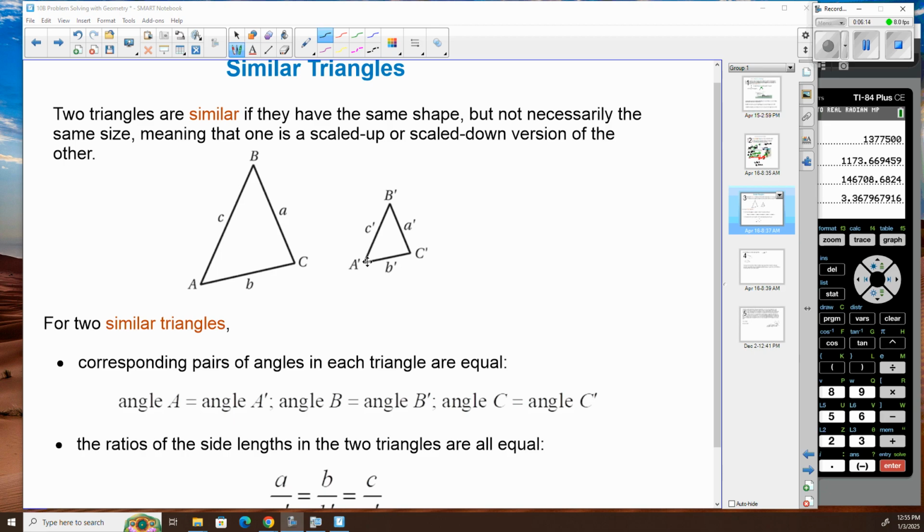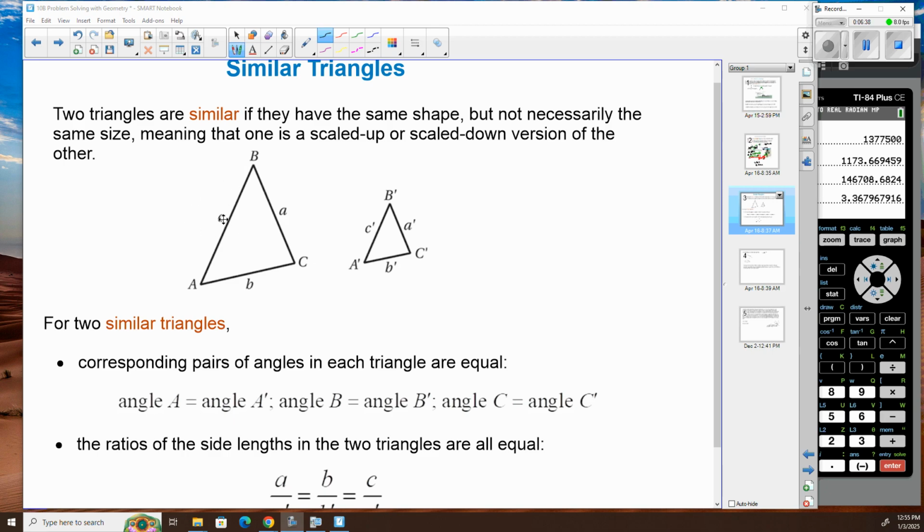So like angle A is going to be the same angle measurement as A prime, angle B will be the same angle measurement as B prime, and then C will be the same angle measurement as C prime. But these side lengths of C to C prime, you can see that it's shorter. And let's say that C prime was half as long as C. Whatever scale factor C has, then the B and the A have the same scale factor.